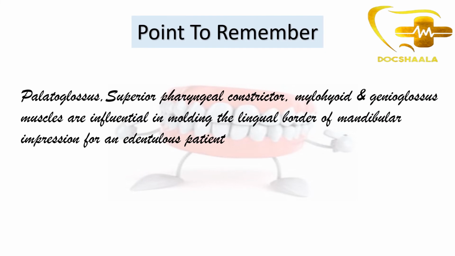The main points we should remember from here is that palatoglossus, superior pharyngeal constrictor, mylohyoid and genioglossus muscles are influential in bordering the lingual border of a mandibular impression for an edentulous patient. So the main four muscles which we need to keep in mind while determining the lingual border of the mandibular denture are palatoglossus, superior pharyngeal constrictor, mylohyoid muscle, and genioglossus muscle.